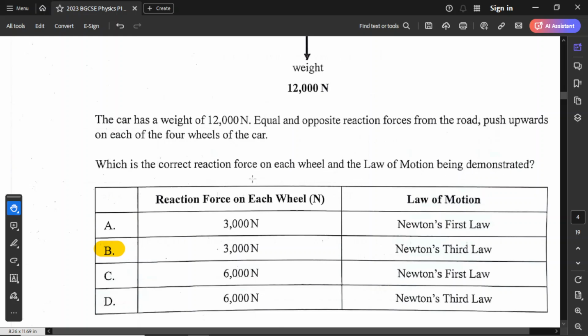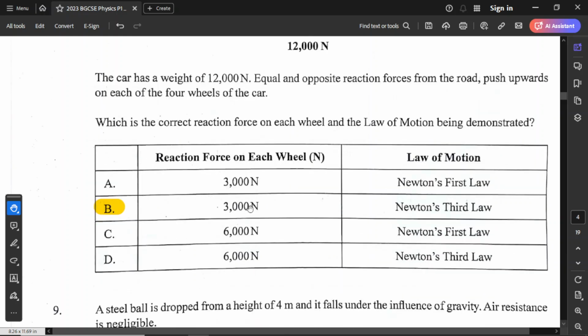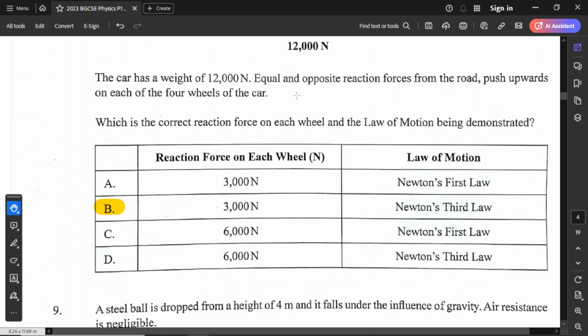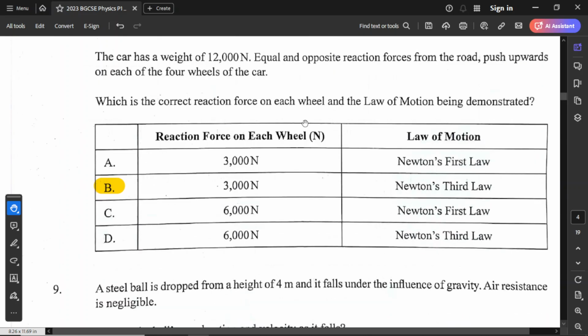It said, which is the correct reaction force on each wheel and the law of motion being demonstrated. So looking at the force on each wheel, and there are 4 tires or 4 wheels. And so therefore this will be 3,000 newtons. Why? Because we divided 12,000 by 4. So we get 3,000 newtons on each wheel. And this is the 3rd law of motion. And simply because, of course, we know that forces act on each other in opposite direction, but they're also equal, right? Or in a simple way, to every action, there's an equal and opposite reaction.